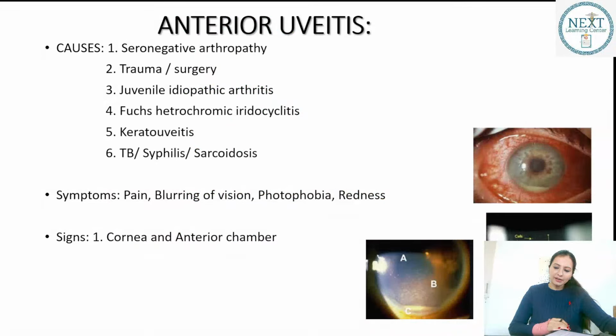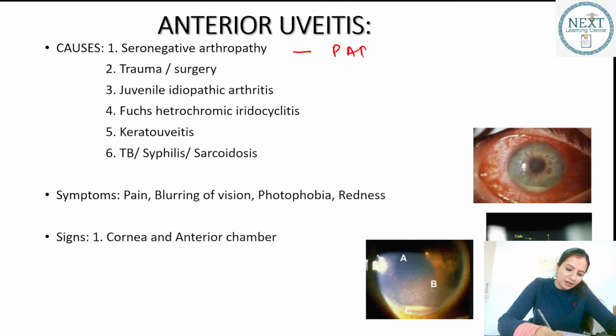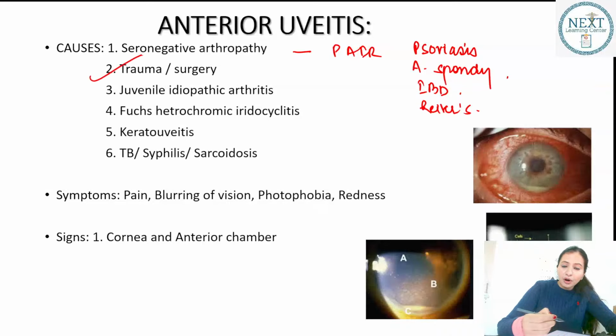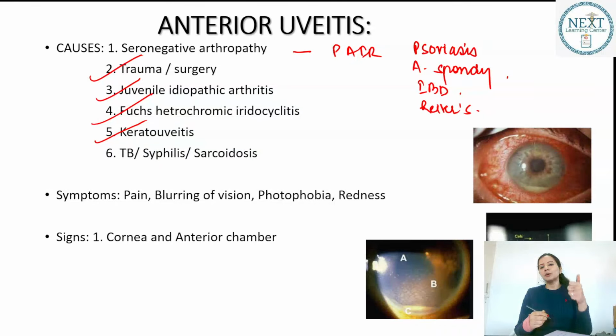Talking about anterior uveitis, causes include seronegative arthropathy, that is PEAR: psoriasis, ankylosing spondylitis, inflammatory bowel disease, and Reiter's arthritis. Or it can occur after trauma, juvenile idiopathic arthritis, Fuchs heterochromic iridocyclitis, keratouveitis, or infections secondary to TB, syphilis, sarcoidosis. The symptoms are going to be pain, redness, blurring of vision and photophobia.